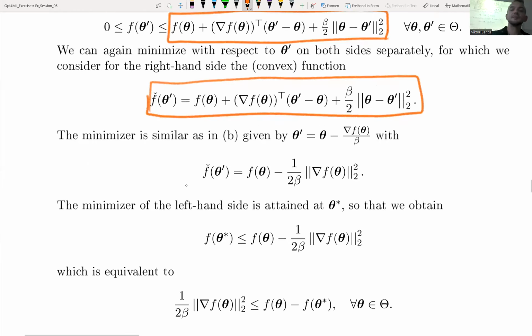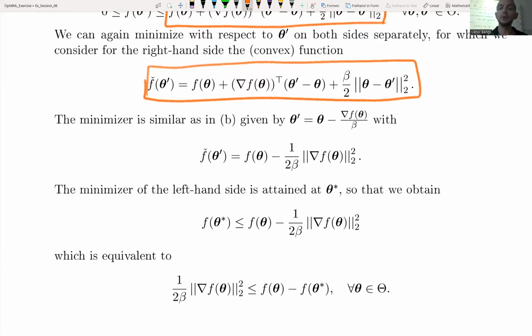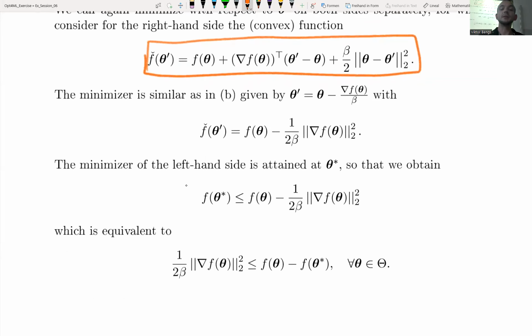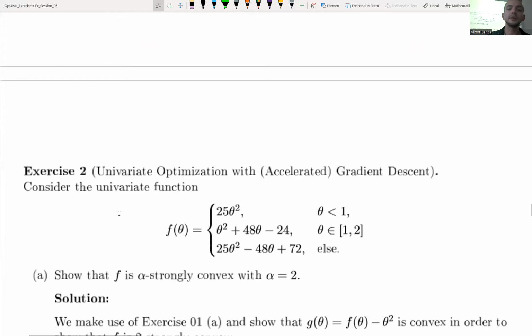You plug this minimizer into the function you minimize, and you get more or less the same function value. Again, beta replaces alpha here. You look at the left-hand side minimizer, which is theta prime. You rearrange it as you need it. This squared Euclidean norm of the gradient of f evaluated at theta on the left-hand side, f theta prime on the right-hand side. Voila, you have the inequality. All right, I guess this is fine for that.